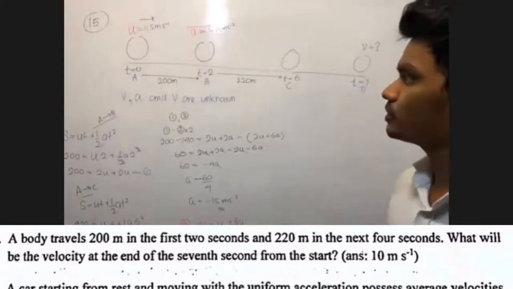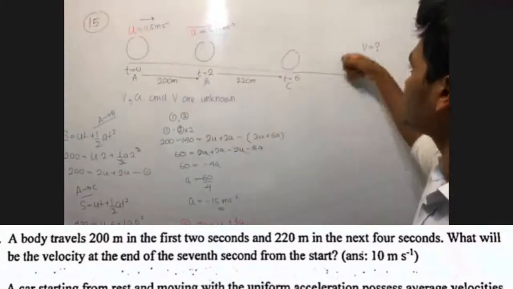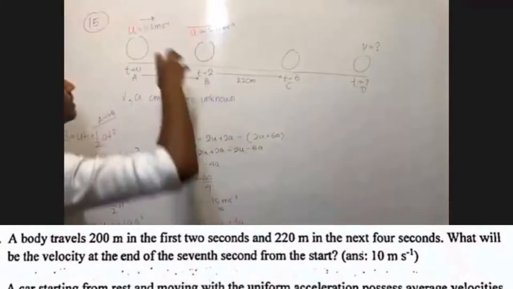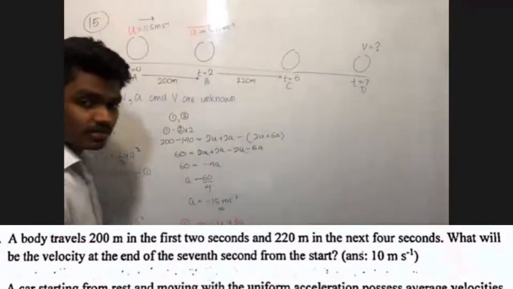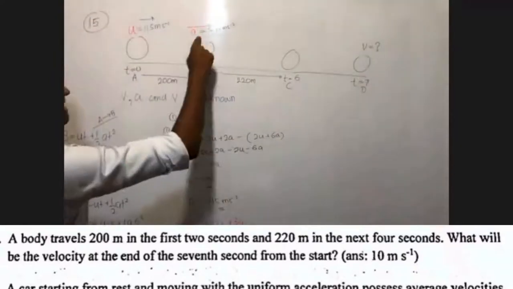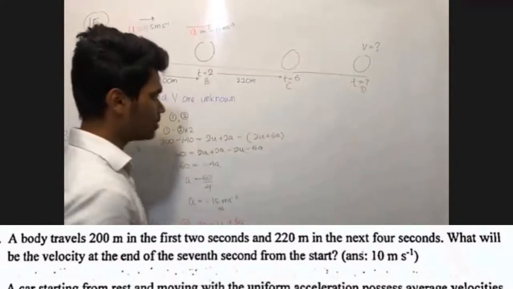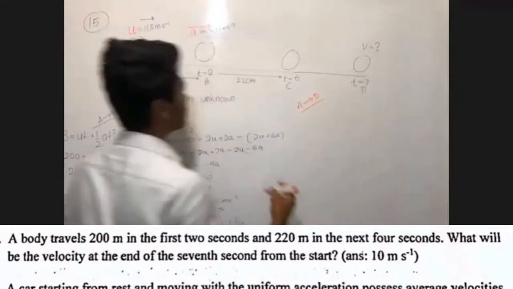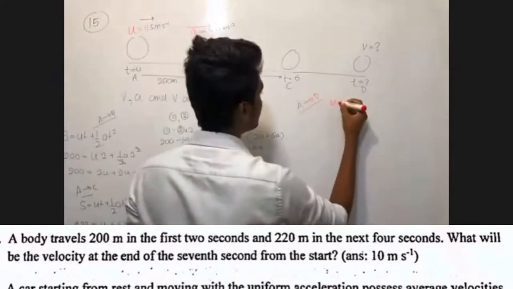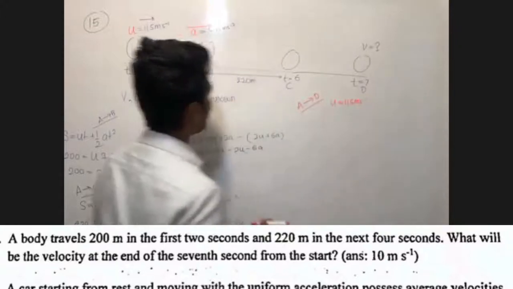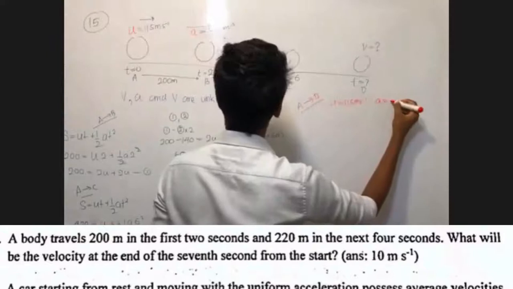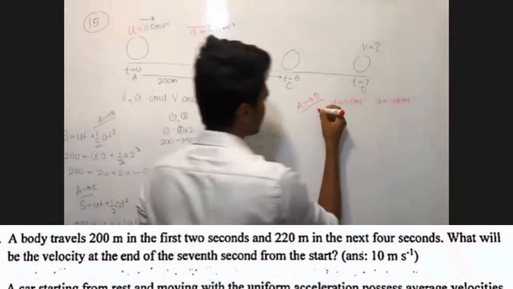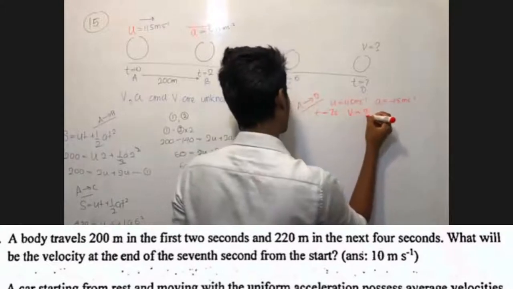Now, when you consider A to D motion, you need to find the final velocity at D. You need to find the V, final velocity at this point. The initial velocity is given. We found the initial velocity. Acceleration we found. We can easily find this. When we consider A to D motion, U is equal to 115 meters per second. Acceleration is equal to minus 15 meters per square second. Time taken from A to D is 7 seconds.